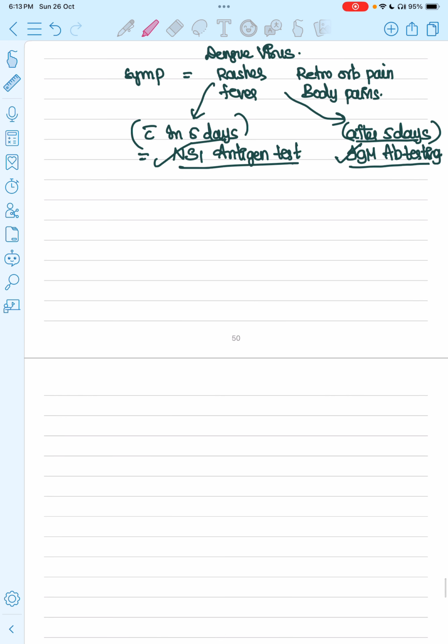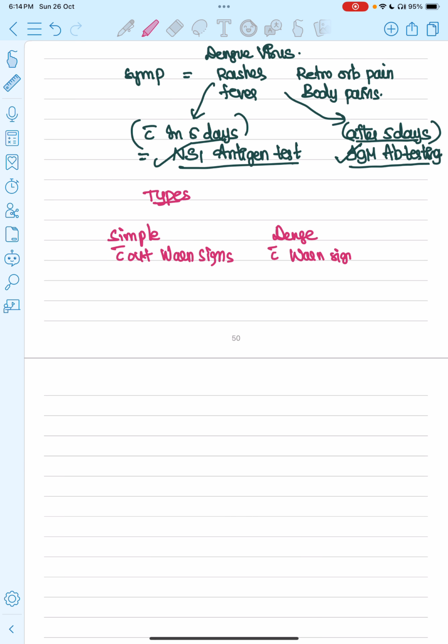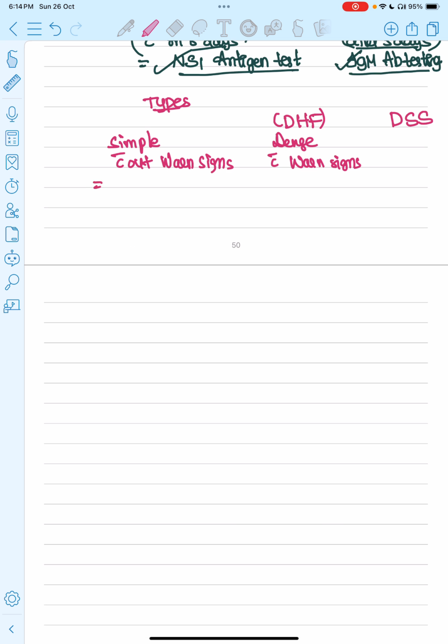Before going to the treatment of dengue, we need to know the types of dengue. Simple dengue fever without warning signs, dengue fever with warning signs, which is dengue hemorrhagic fever, and the third type, the most severe type, is dengue shock syndrome. In simple dengue fever, symptoms like fever, retroorbital pain, body aches, and rashes are seen.